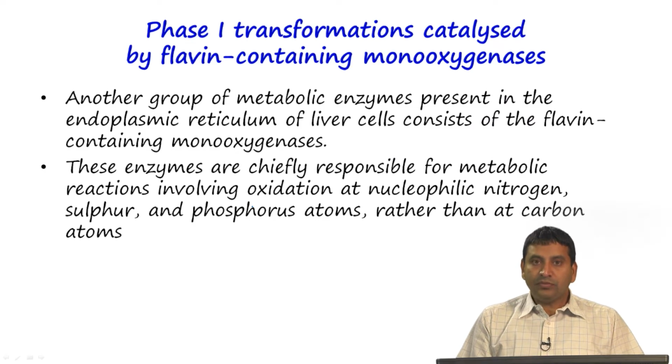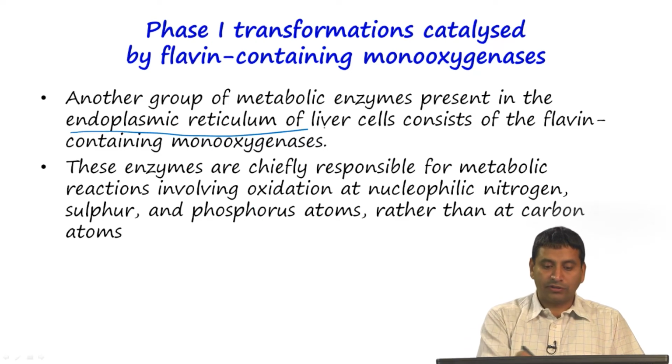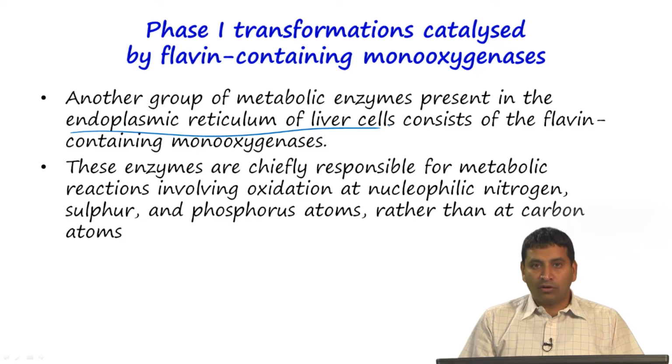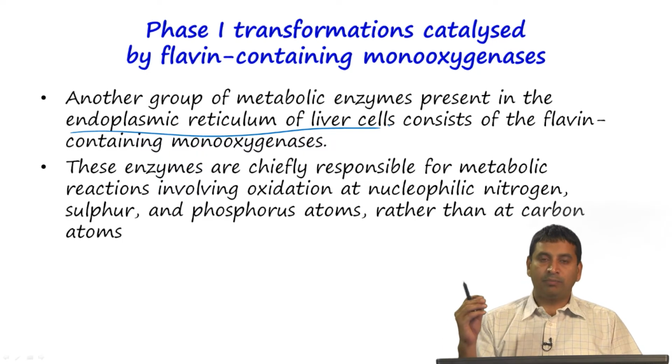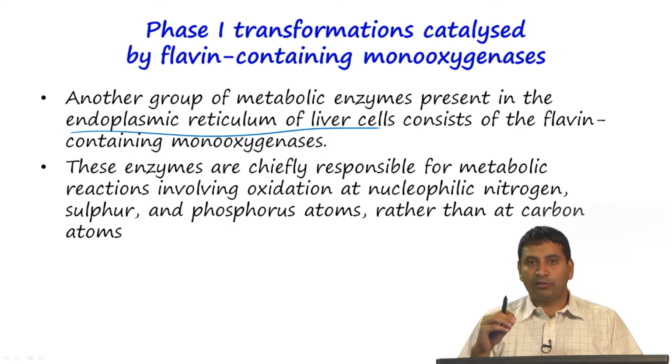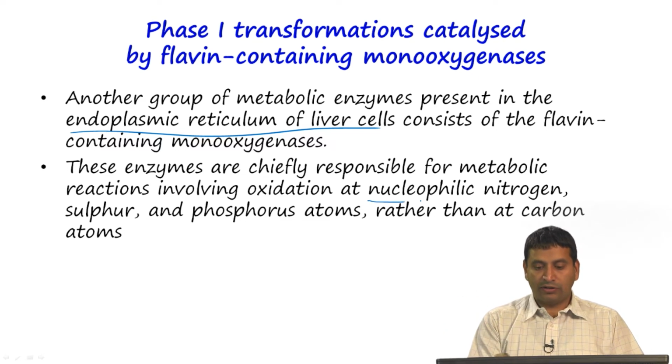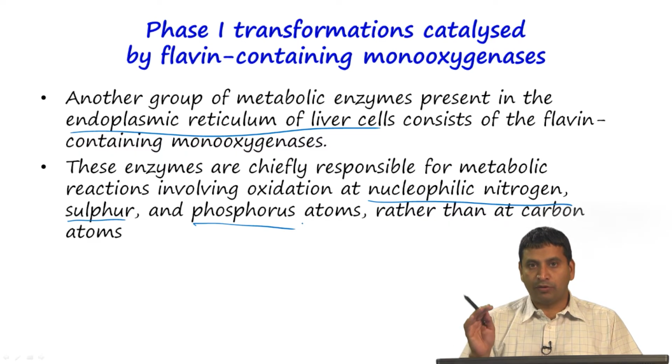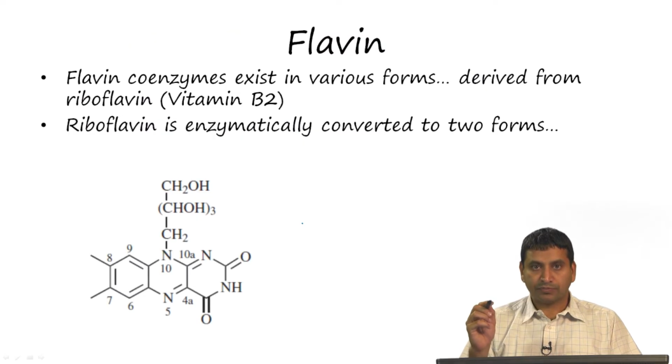Many of the phase 1 transformations are catalyzed by flavin containing monooxygenases. This is another important group of metabolic enzymes present in the endoplasmic reticulum of the liver cells. Okay? And these monooxygenases, as the name suggests, end up taking one oxygen and putting it in a molecule, and they are chiefly responsible for many of the oxidation reactions. The targets of these oxidations are nucleophilic nitrogen, sulfur and phosphorus, and they prefer these atoms over carbon atoms.